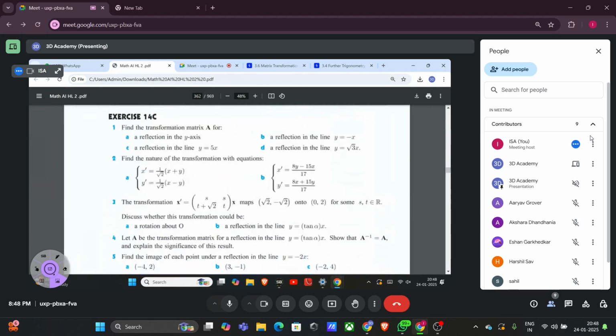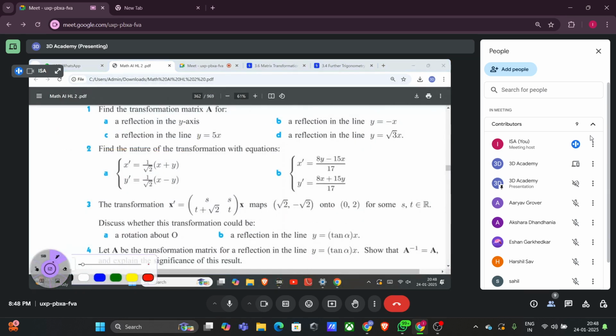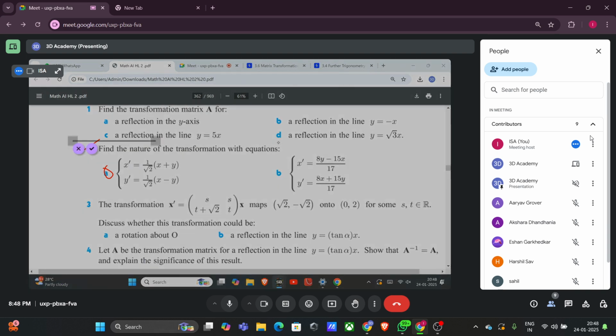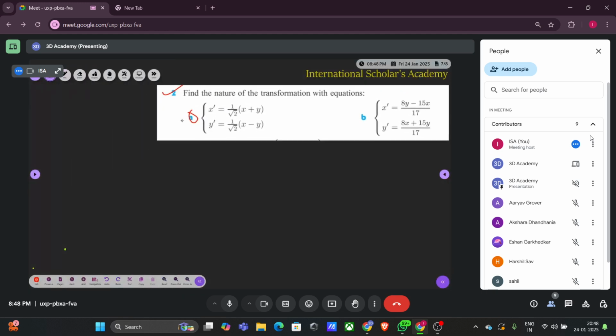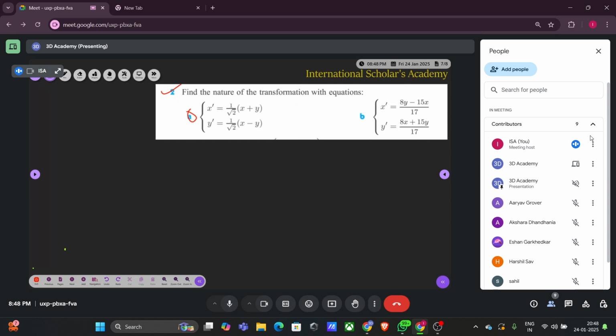Everyone solve question number 2. Try question number 2. Yesterday only we discussed these questions. Everyone try question number 2, part A. You'll need to have the formula booklet with you. Let me take it on the board once. Everyone please try this question.